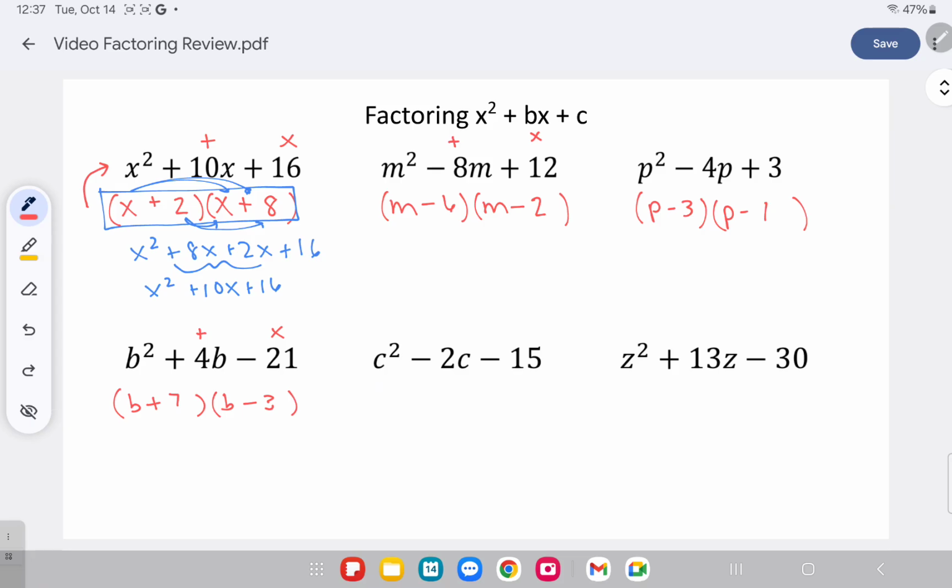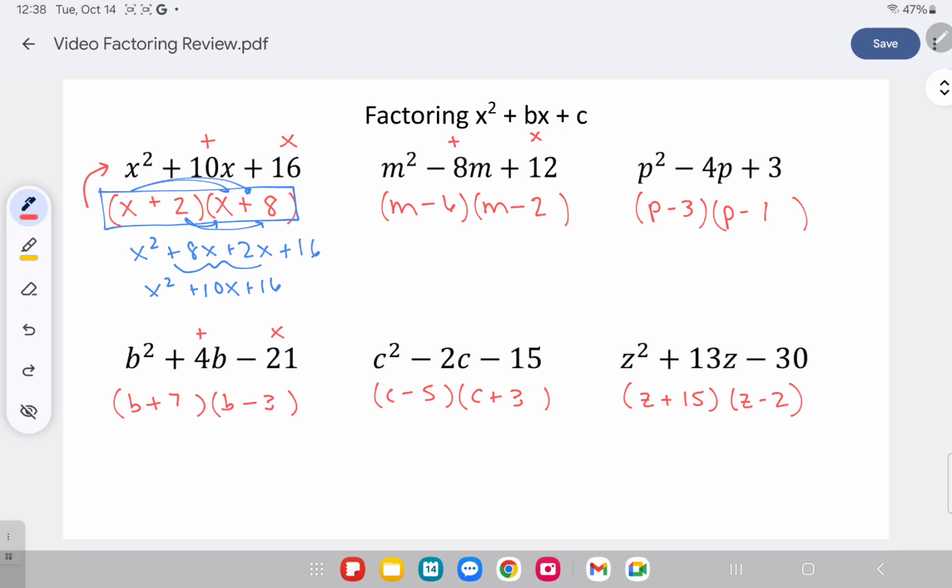Try the next two. Pause the video and try them. The next one, we get c minus 5 and c plus 3. And the last one, we get z plus 15 and c minus 2.